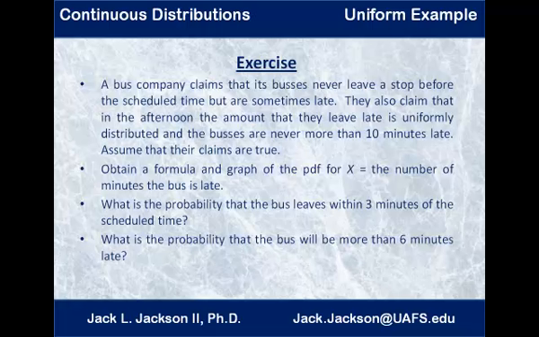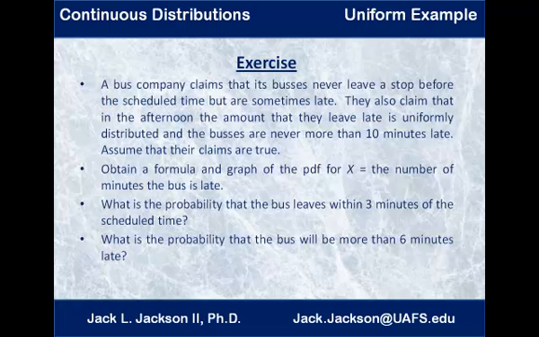Well, you've been looking at this bus problem, and notice that they say it is a uniform distribution, and we know that they never leave early anyway. They'll just wait at the stop till their scheduled time to leave if they get there early. And so that means the probability that it's less than 0 is 0. So your a is 0. And they're never more than 10 minutes late, so the probability that it's bigger than 10 is 0.